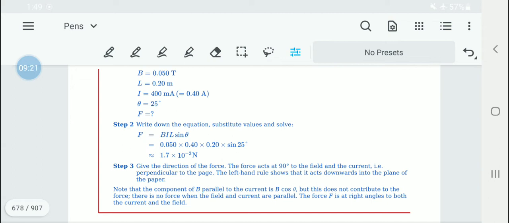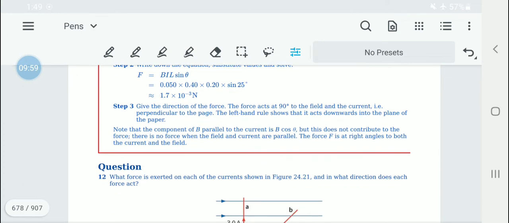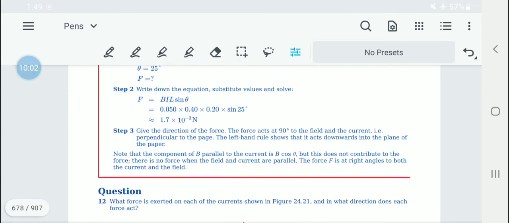We need to use the equation, because we know the equation. F equals BIL sine theta. B is 0.05 into 0.4 into 0.2 into sine 25. That would give us 1.7 into 10 to the power minus 3 newtons. Now we have to give the direction of the force. The force is going to act at 90 degrees to the field and the current. That means perpendicular to the page. The left hand rule shows that it acts downwards in the plane of the paper, right? So that is giving the direction.